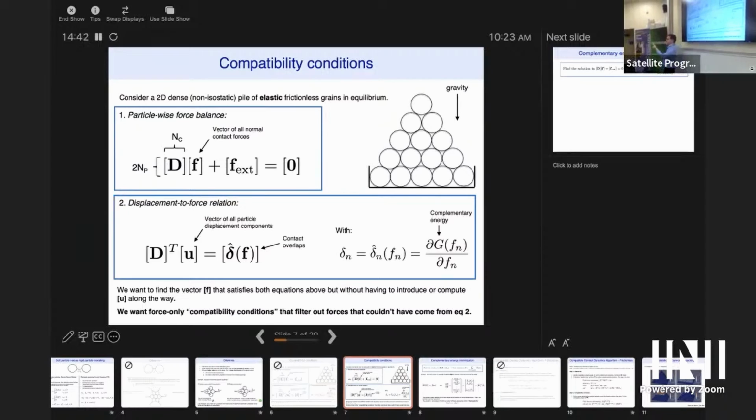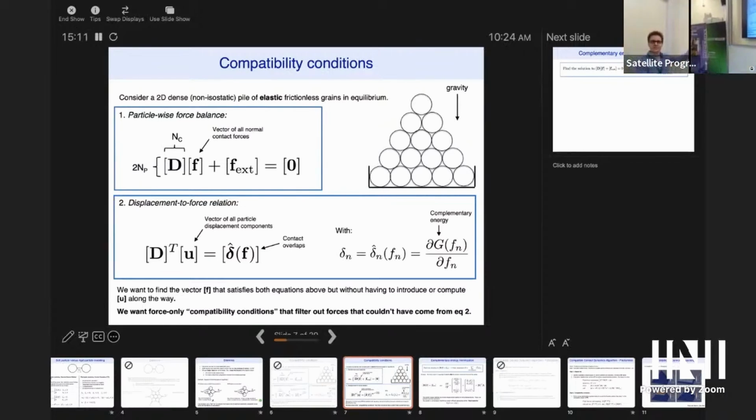So do you see that 2 is actually a constraint? Why is it a constraint? It's because this matrix is not square. So it's telling me that these forces must be expressed in terms of displacements, but there are actually fewer displacements than forces. So this is actually a constraint, right? You see that that's a constraint. I want to somehow annihilate or eliminate that part and just turn it into a set of constraints on forces. So how do I do that?